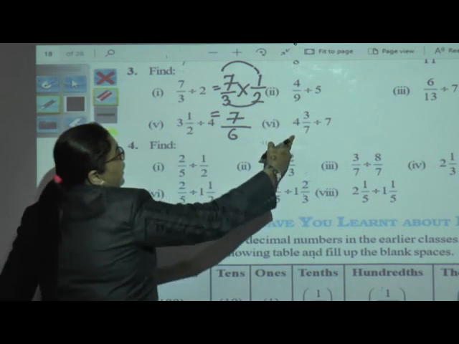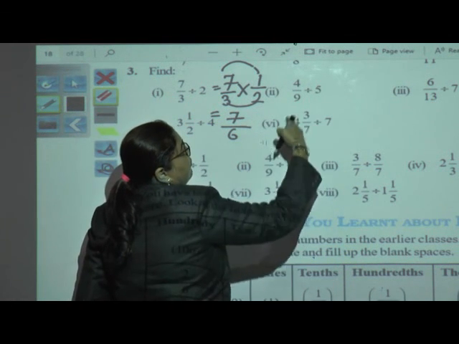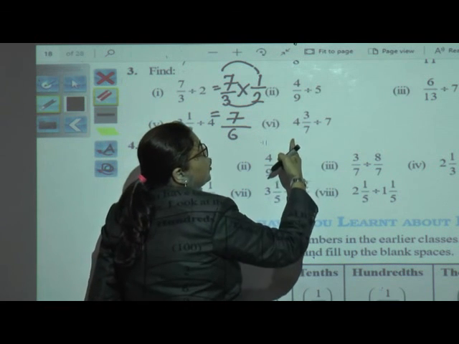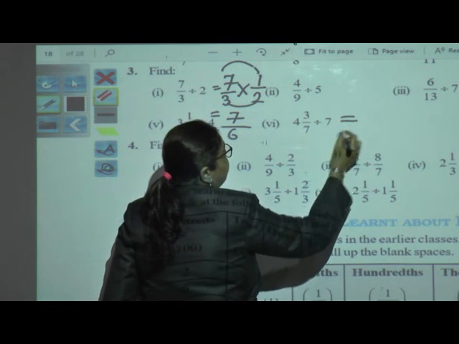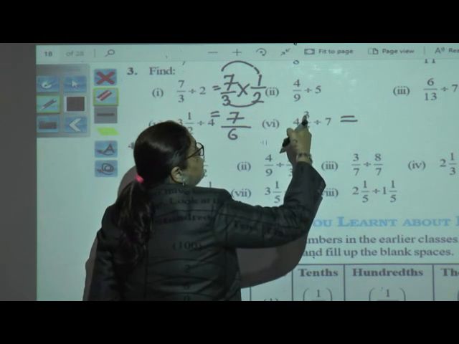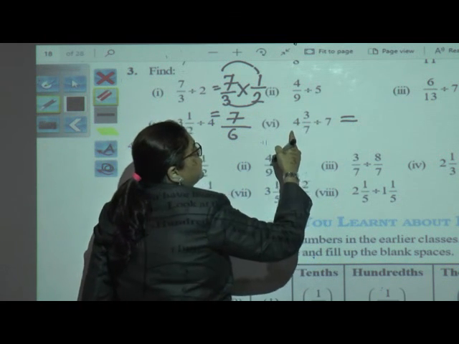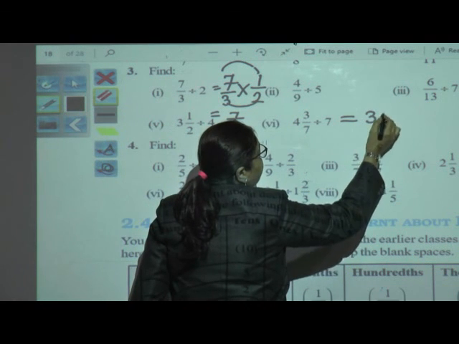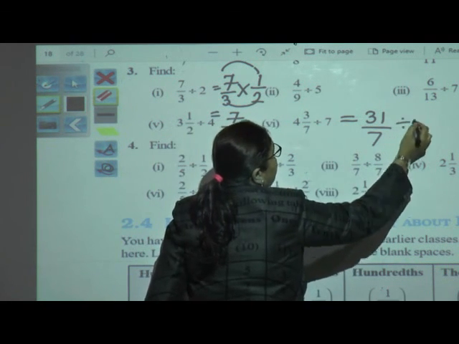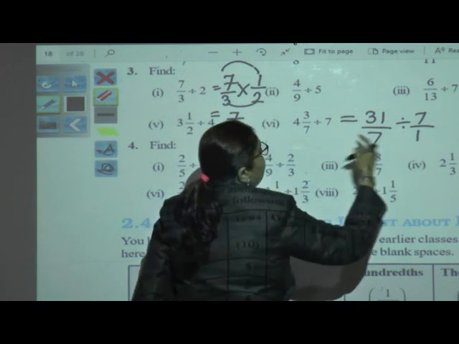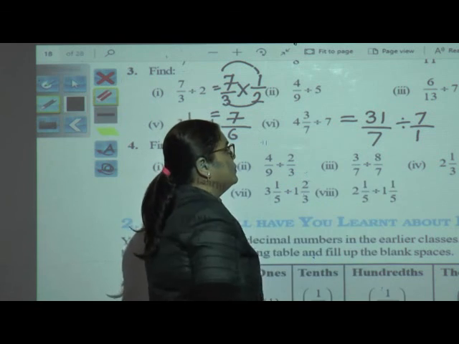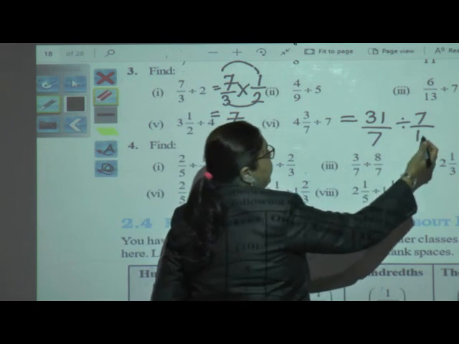Here we have one more example which is in the form of a mixed fraction. First we will convert this mixed fraction into an improper fraction. What will the mixed fraction be as improper? 7 4s are 28 plus 3 is 31. So we will write 31 upon 7. We will write the division as it is and we will write 7 upon 1. Nothing is there, we have to imagine 1. Now you know very well what the next steps will be.